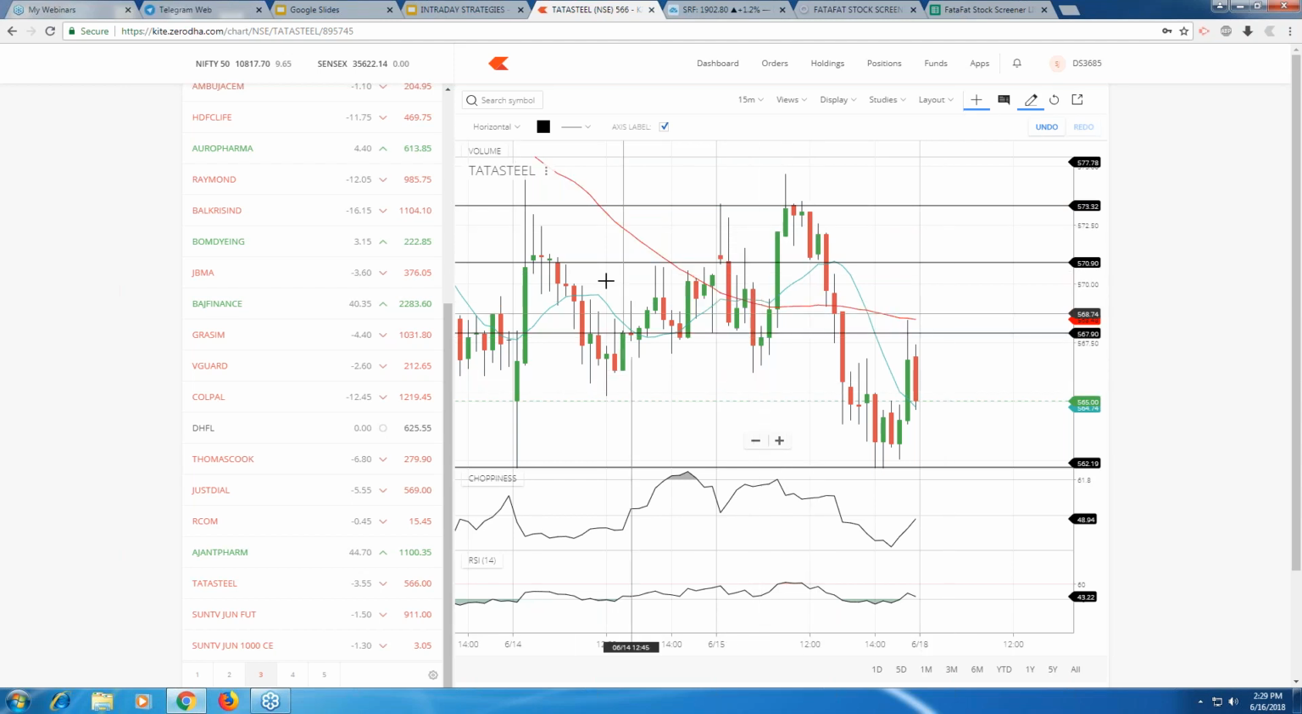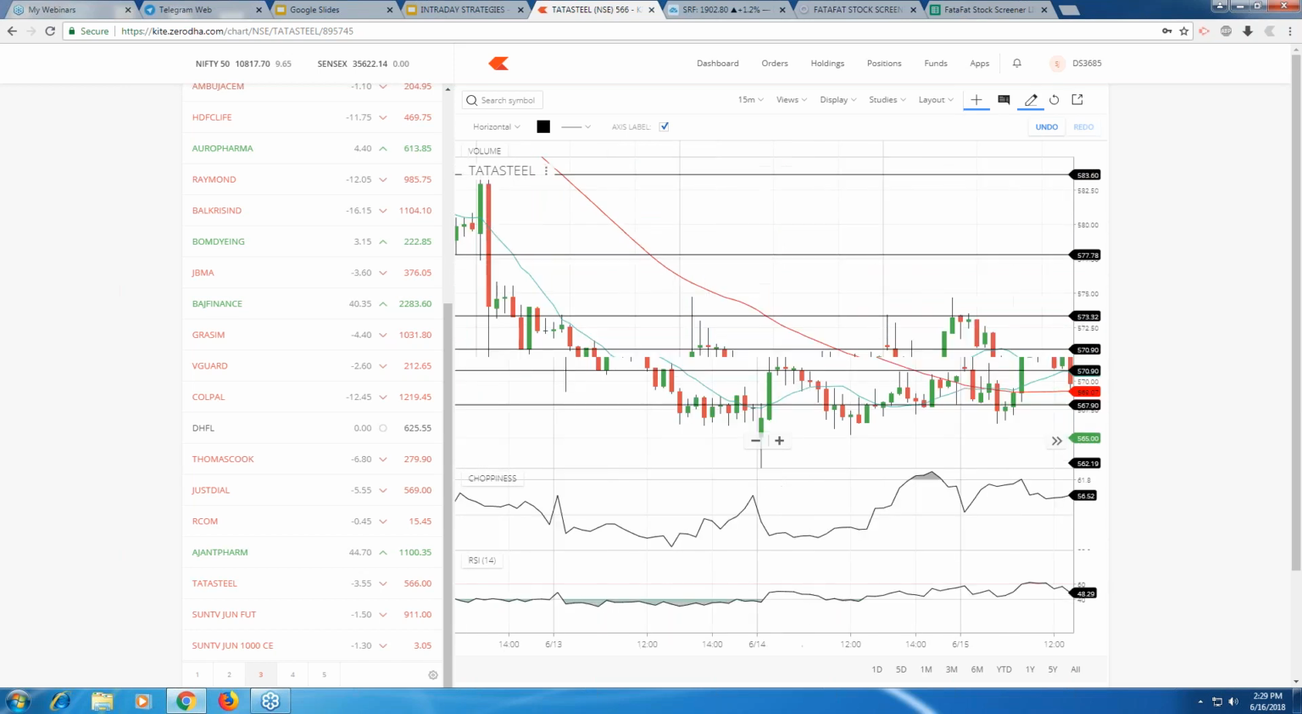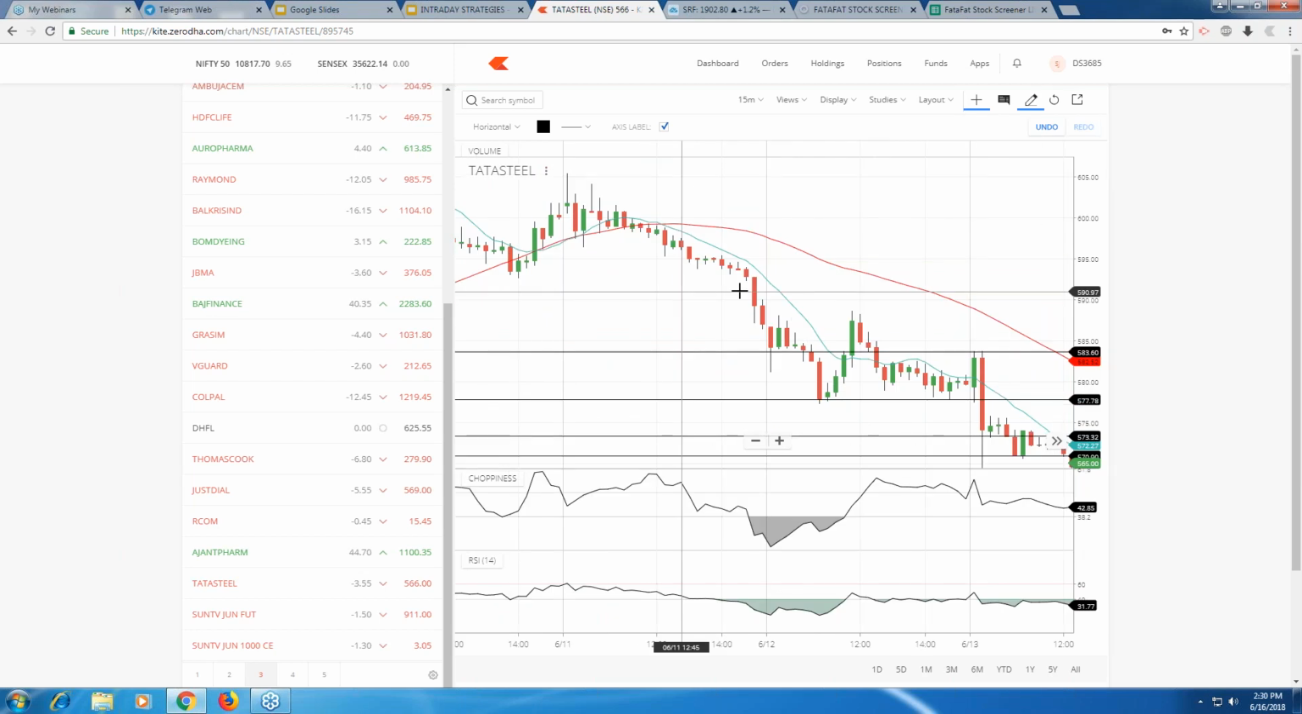So let's look into Tata Steel once again. Beautiful trade, right? Master 2 trades. You will get enough money. You don't need to look here and there. Just 2 trades.